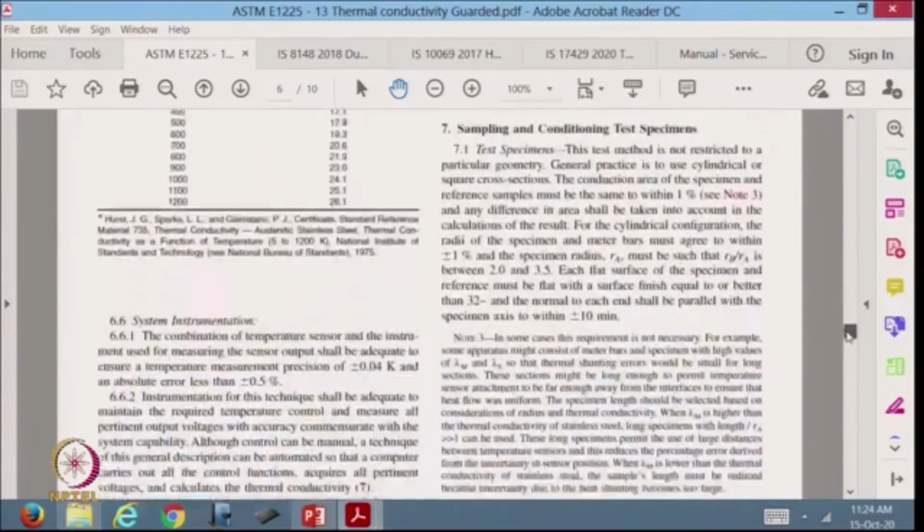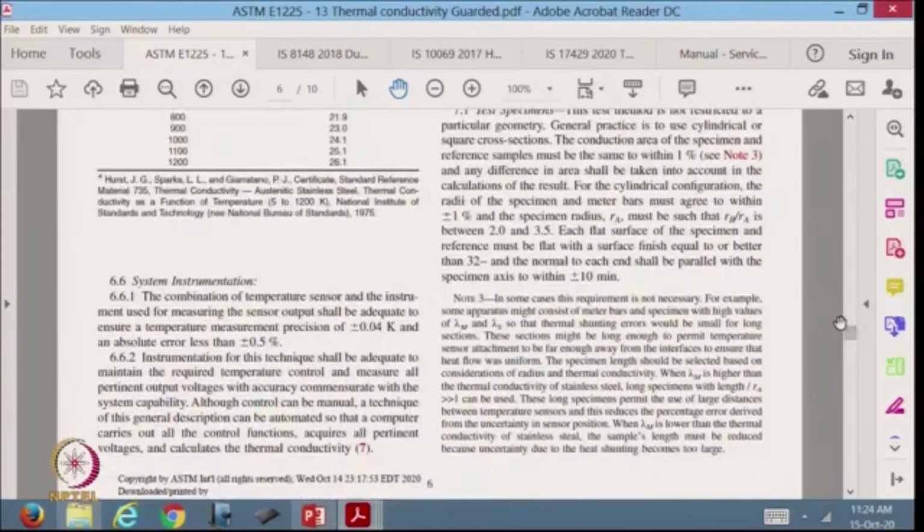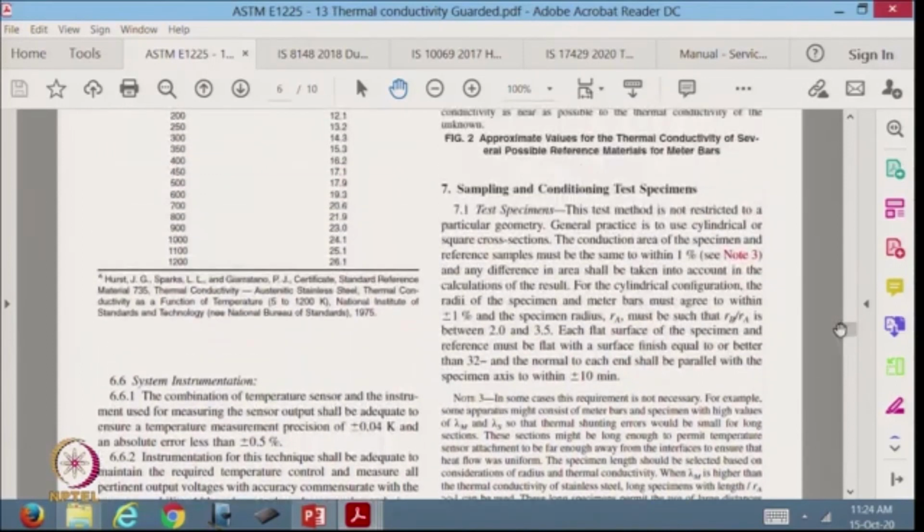You can have a look at this yourself, but the thing is, where is uncertainty coming in? And this is where it has given some information, and it says the conduction area of the specimen and reference samples must be the same to within 1%. The radii of specimen and meter bars must agree to within plus minus 1%.